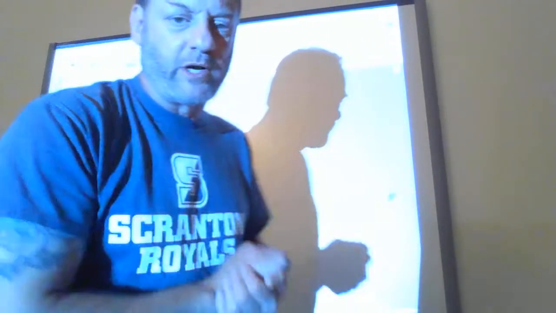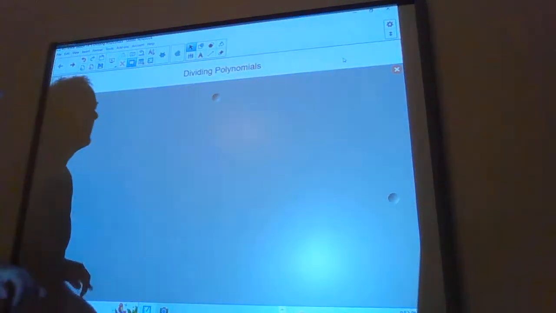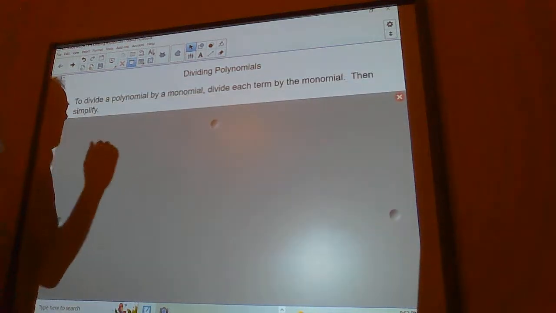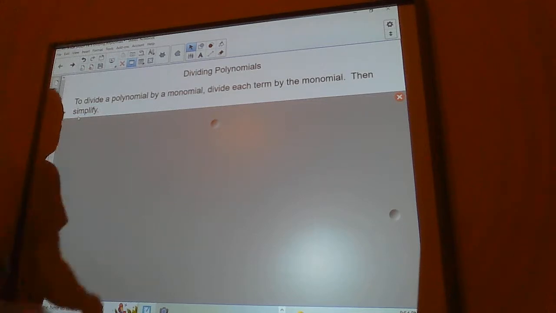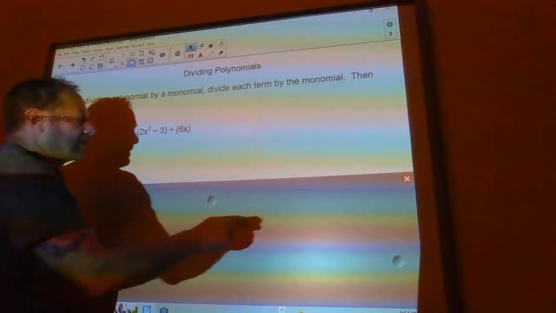Hello everybody, we're going to talk about dividing polynomials today. It's great fun stuff here. So, to divide a polynomial by a monomial, you simply divide each term by the monomial, and then you simplify it. Okay, so we get something that looks like this.